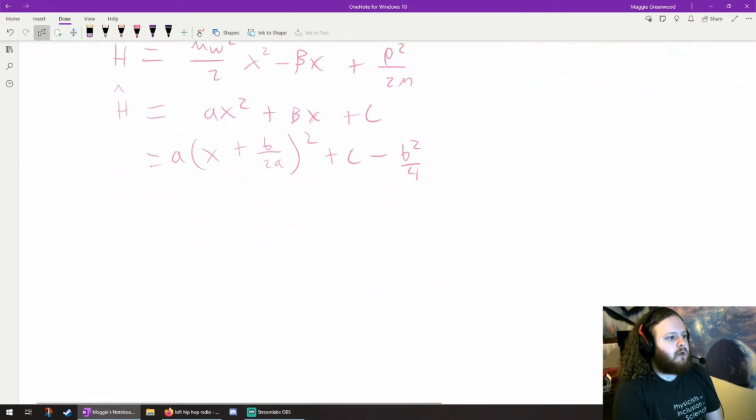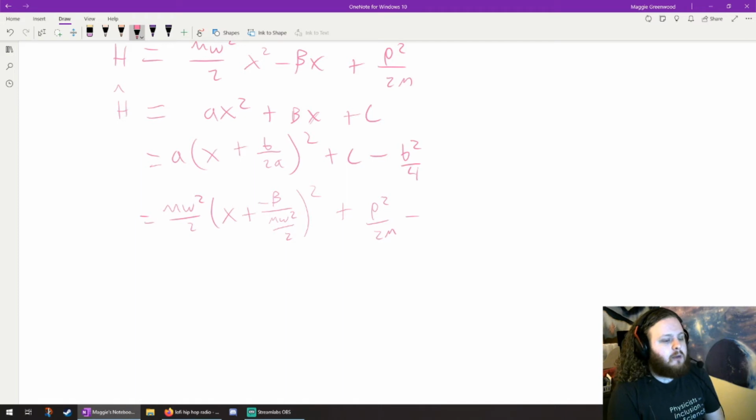And now I can continue, because I know what a is. It's m omega squared over 2, times x plus, well, b is negative beta, so negative beta over m omega squared over 2, squared. Plus some constant stuff, which c was p squared over 2m, minus b squared over 4, where b squared is beta squared over 4.